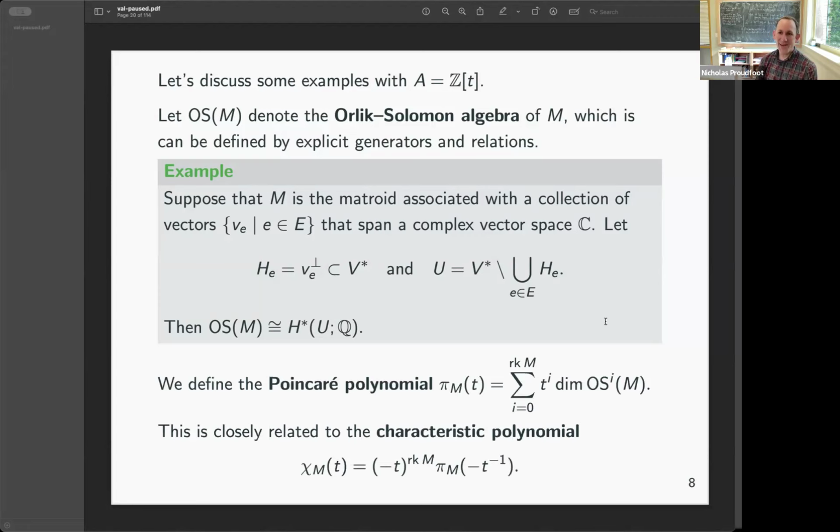And the Poincare polynomial is the generating function for the dimensions of the graded pieces of the Ehrlich-Solomon algebra. In other words, it's the Poincare polynomial of this space U in the realizable case. This is closely related to the characteristic polynomial just by a little change of coordinates. So the characteristic polynomial is the Poincare polynomial, but written backward with signs. People are more familiar with that.